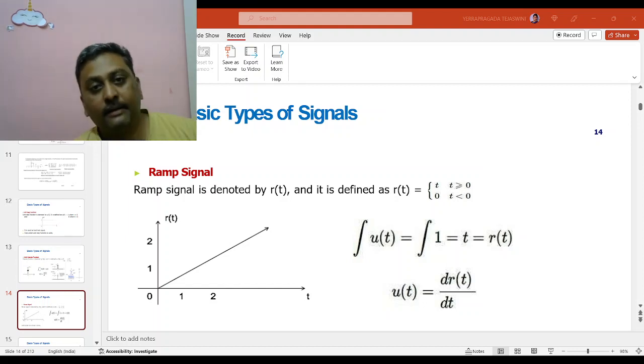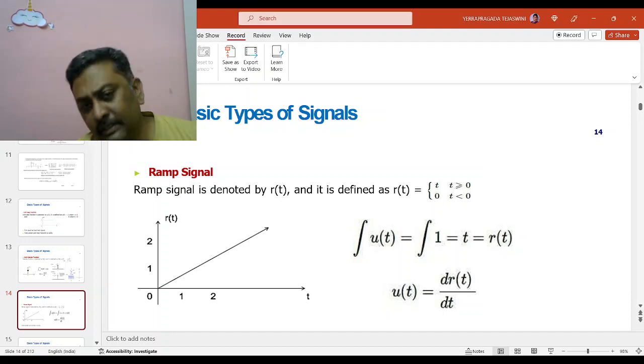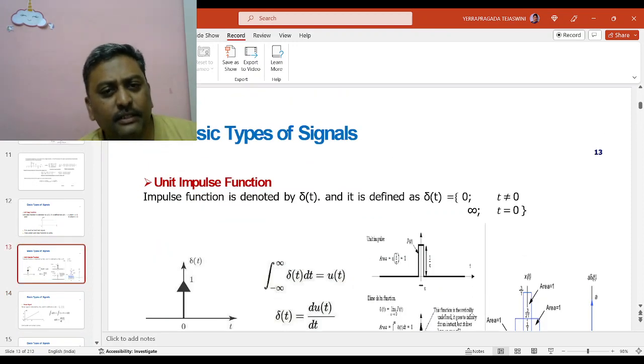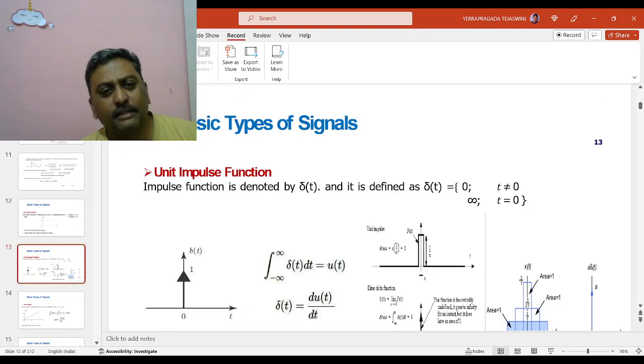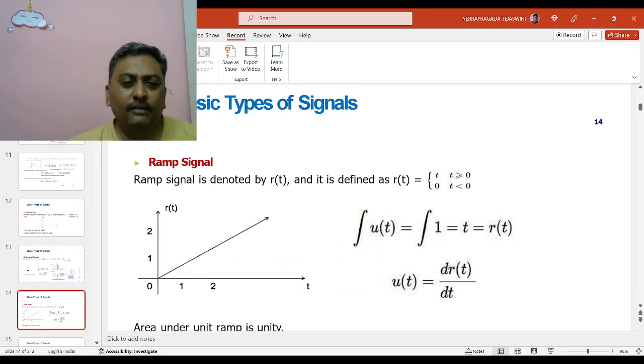Hello all, welcome to lecture 3 on basic types of signals. In the previous lecture we dealt with different types of signals such as impulse function and unit step function. In this lecture we will be seeing basic types of signals.